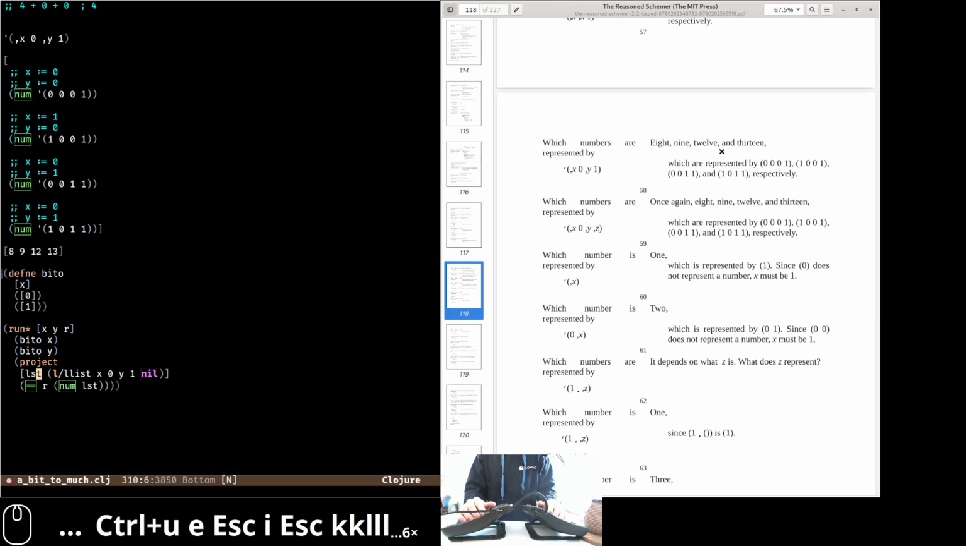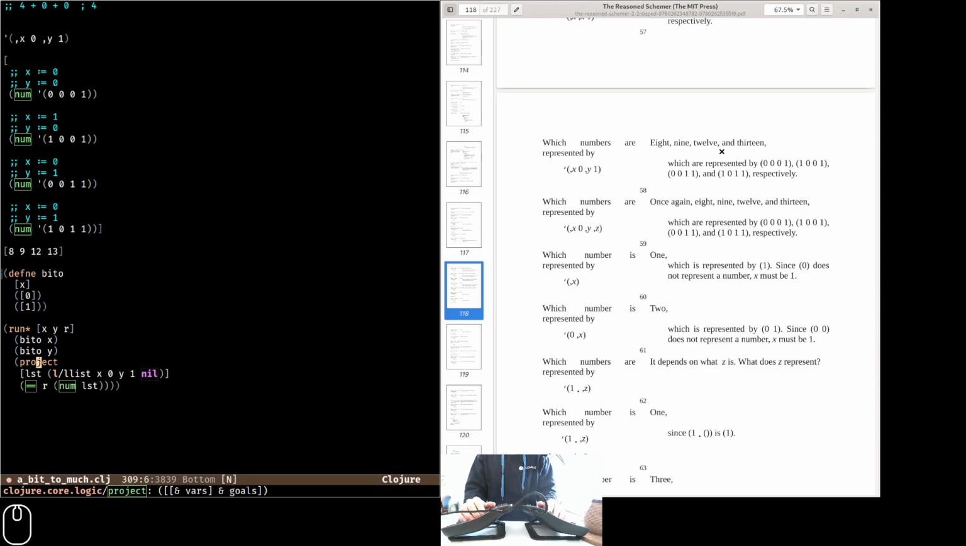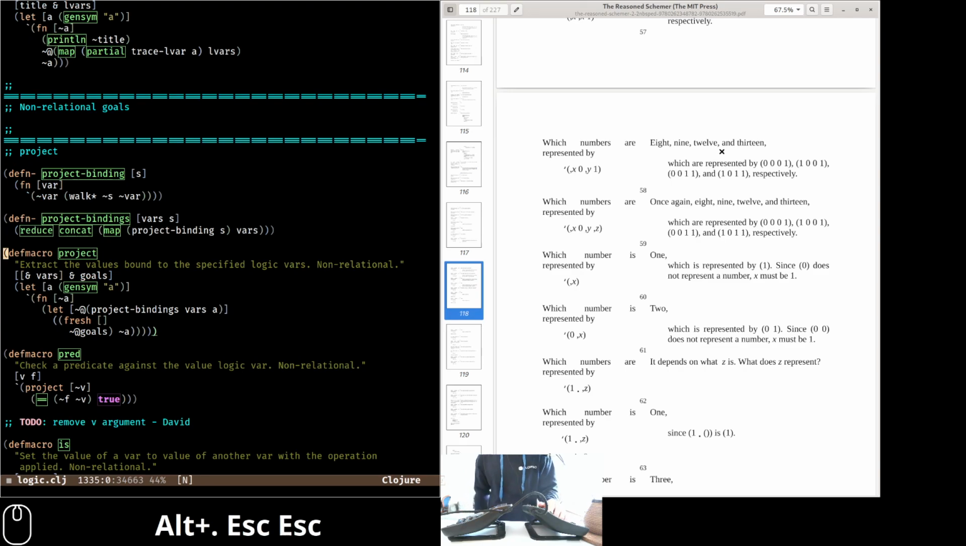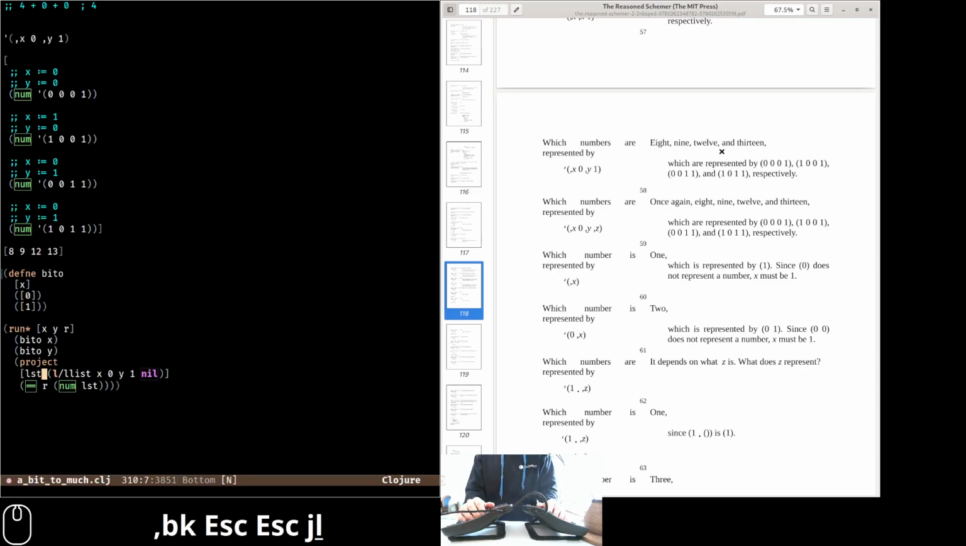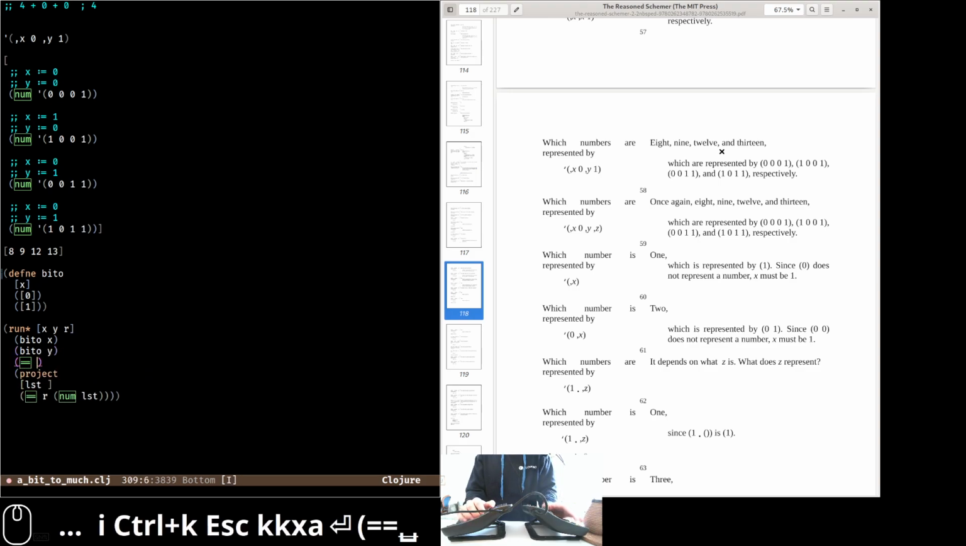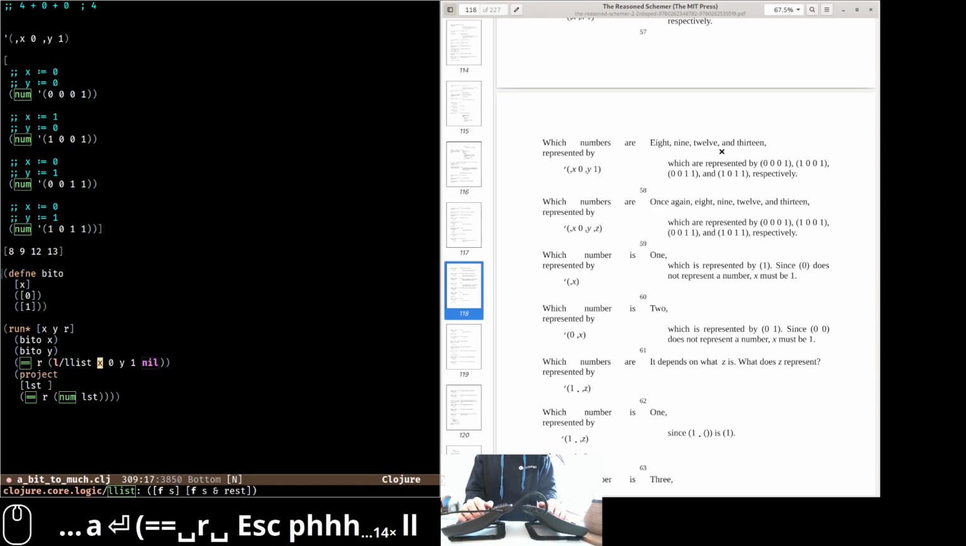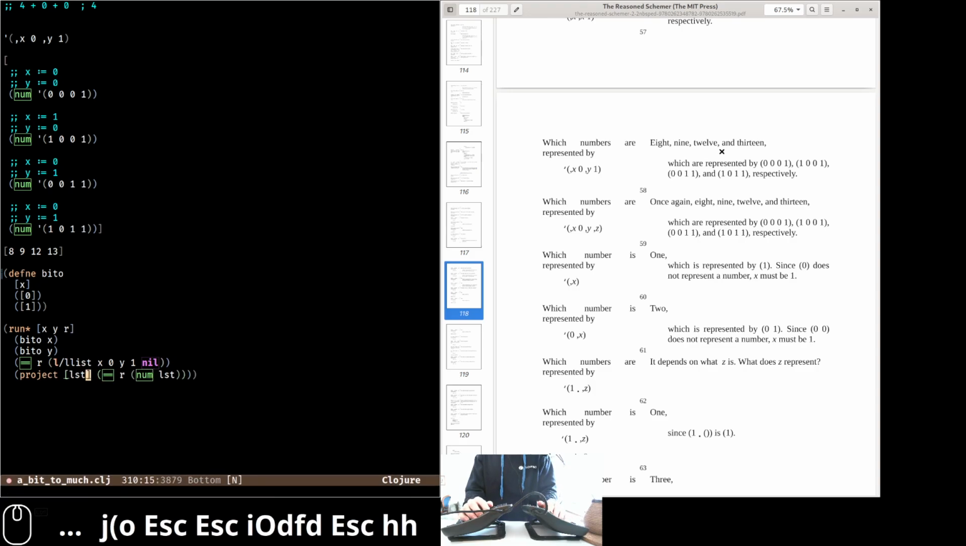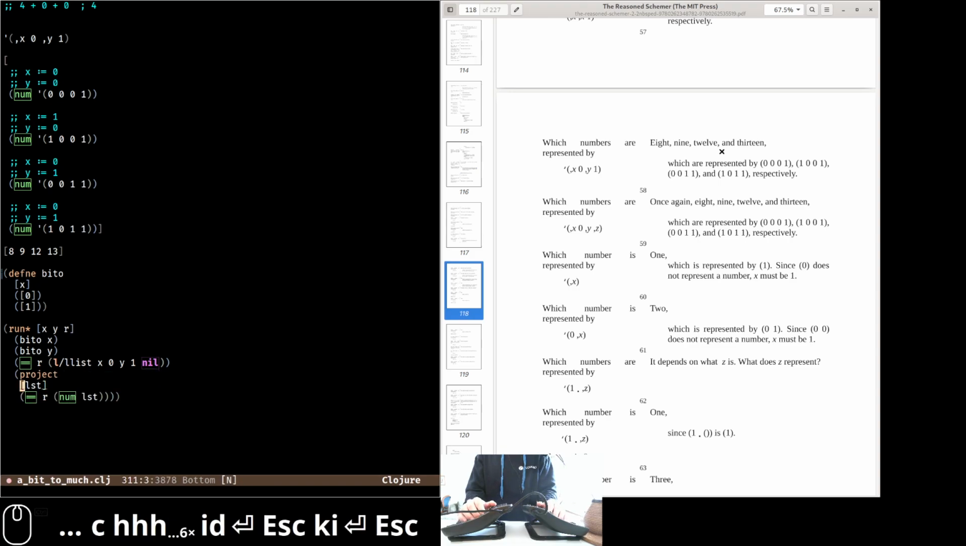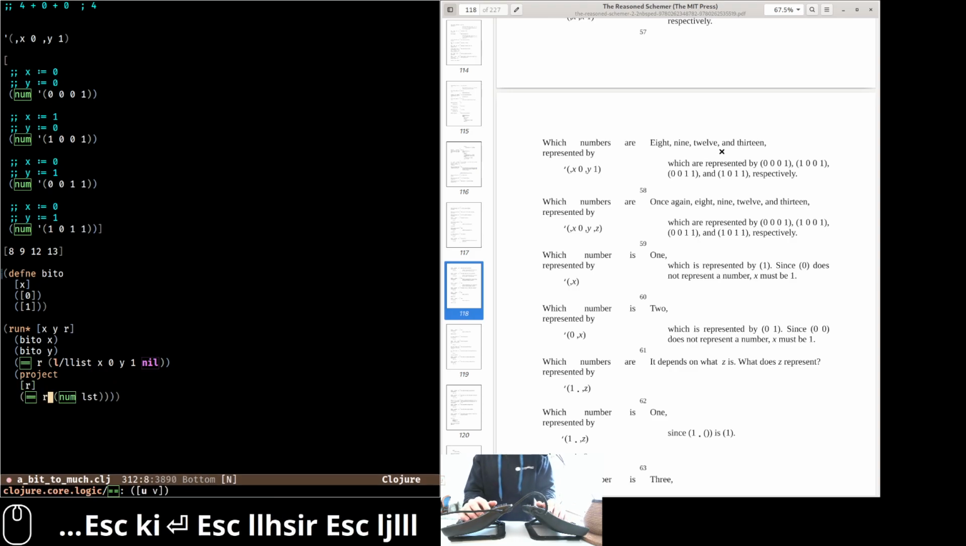Okay, this some error. Project vars and goes. One sec. How does this work? Extract the values bound to the specified logic vars, non-relational. Why was I thinking that this would? I just say that R is bound to this list. Then extract the values. How do I?